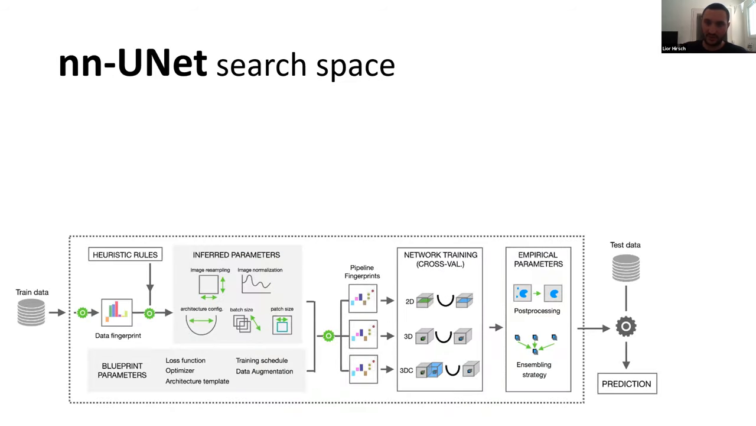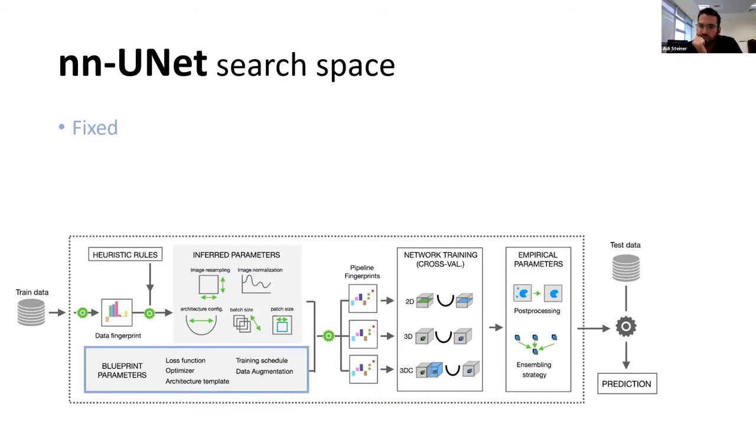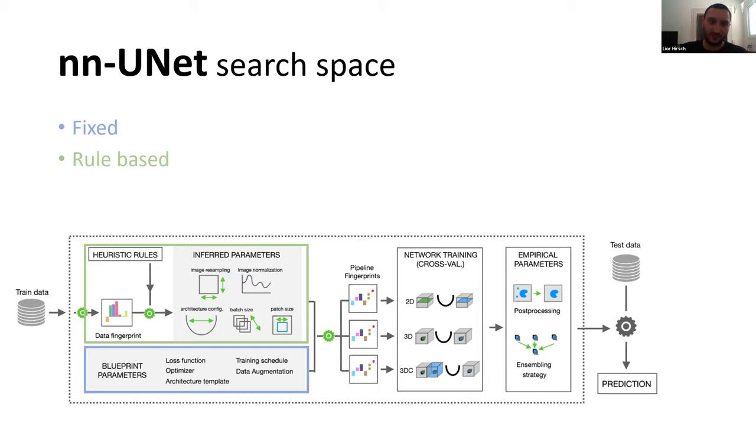Okay, so as we've seen before, in every AutoML framework we need to define the search space. And here they define three types. The fixed parameter group contains parameters that are identical between all of their tasks. The rule-based parameters depend on the data fingerprint and the machine we are using for training and inference of the network. And the empirical parameter group contains parameters that are determined by empirical tests. In the following slides, we'll see some examples for each parameter group.